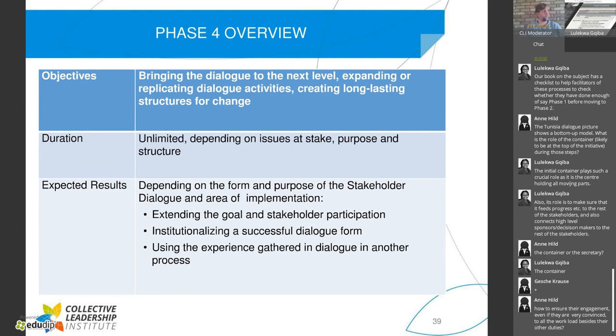And our example for this is going to show us that. So we are usually asked, how long does this take? How long does this phase take? It also depends, and sometimes it is dependent on the legal requirements of a particular country, because maybe now you decided that this initiative should actually be an actual organization that is registered. It also depends on who is still available to be a partner in this initiative. The expected results here depend on the form of the stakeholder dialogue and also the area of implementation.